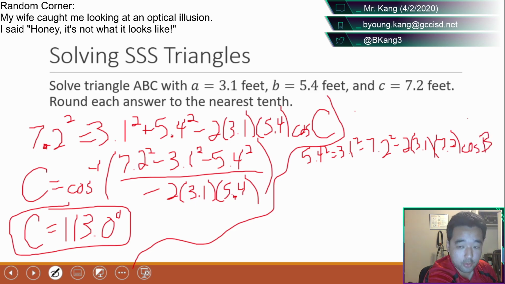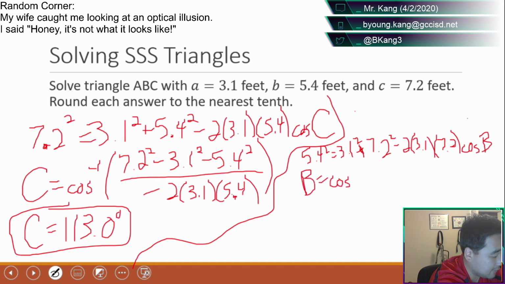So again, the 3.1 gets subtracted, the 7.2, oh, that should be a plus. The 3.1 gets subtracted, the 7.2 squared gets subtracted, the whole negative 2 times 3.1 times 7.2 chunk gets divided. So B ends up being the inverse cosine. And it's going to look really similar to what we just did, except the 5.4 squared is the thing that happens first.